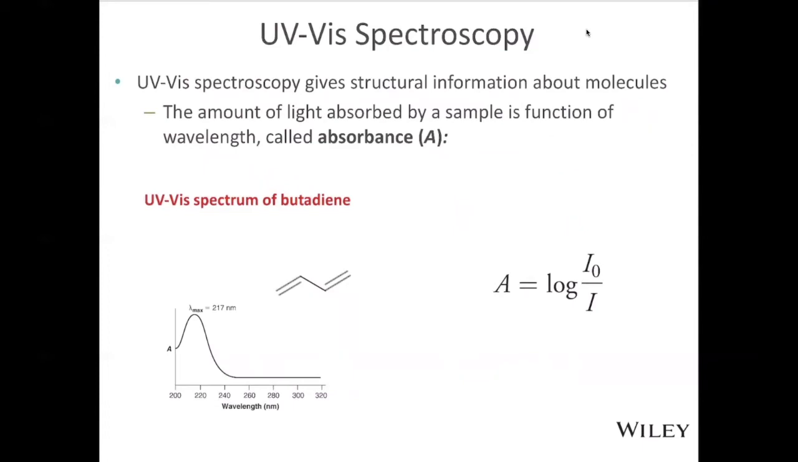If we were to look at butadiene here, we get a UV Vis spectrum shown below right here. So on the x-axis is wavelength, and on the y-axis is absorbance. And we get a trace as we walk along the different wavelengths. This has a lambda max, or the maximum absorbance of the spectrum, of 217 nanometers. And remember, absorbance is related to incident light.